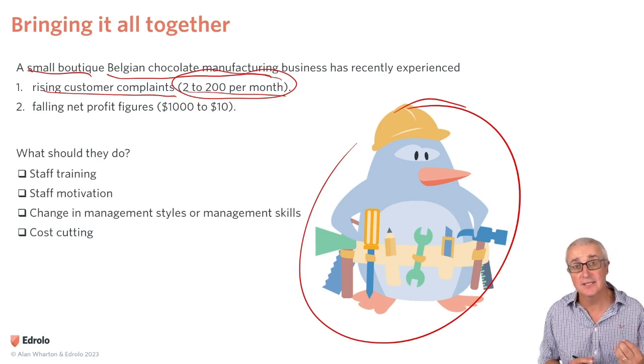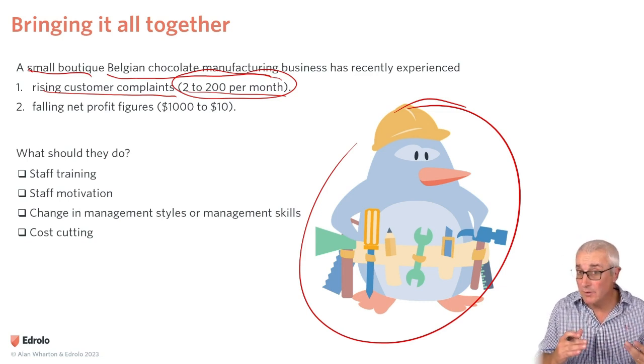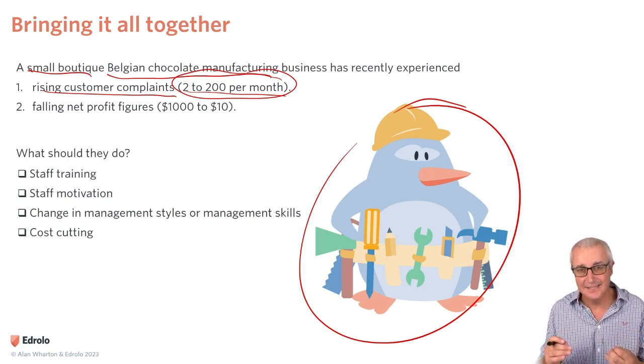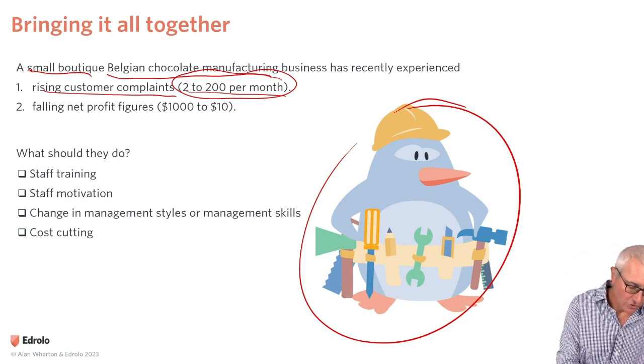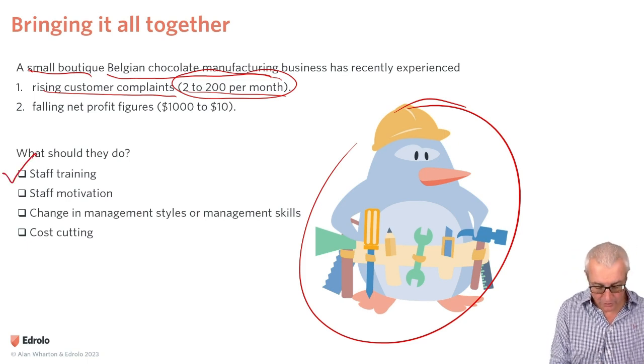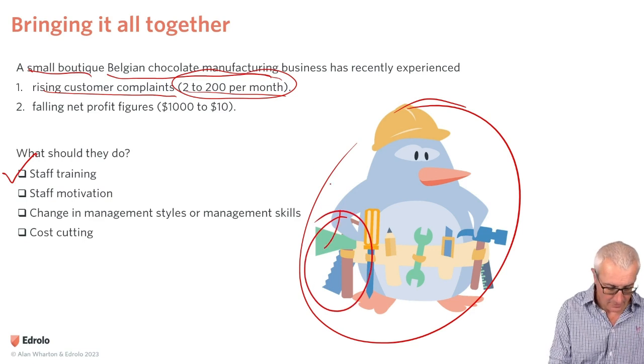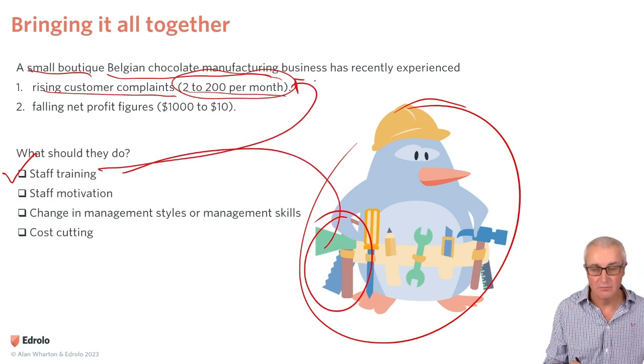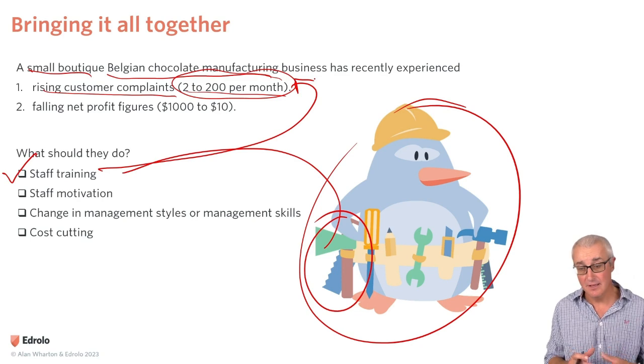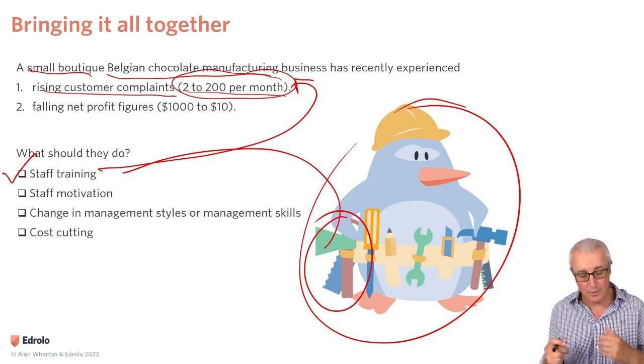So if there are rising customer complaints, we could be thinking in ourselves, well, maybe people aren't enjoying our chocolates. Why might that be occurring? Well, maybe the staff aren't producing them properly. Yeah, that could be an issue, that they're not making good quality chocolates. So maybe I could use staff training as my strategy from my toolkit to resolve that issue. And by training my staff better, they will perform better and produce better quality chocolates, and we'll have less complaints. Yes.